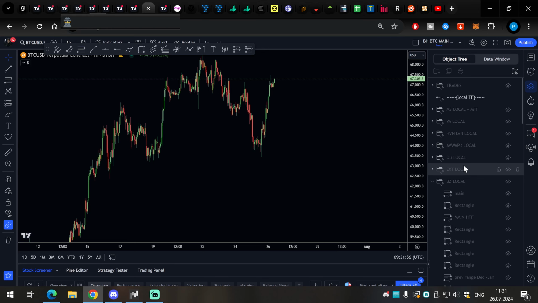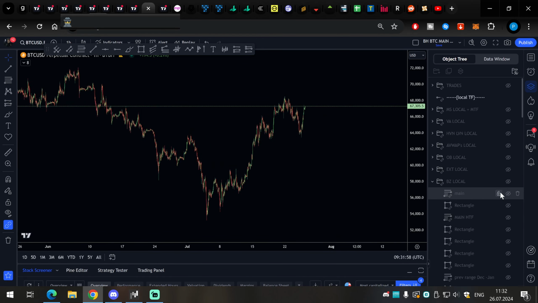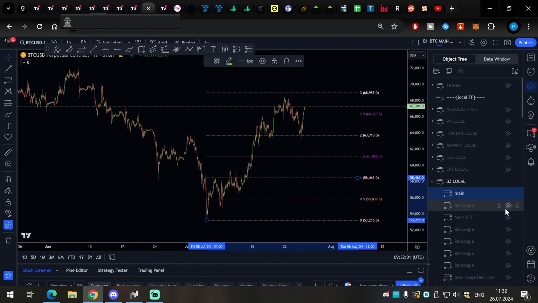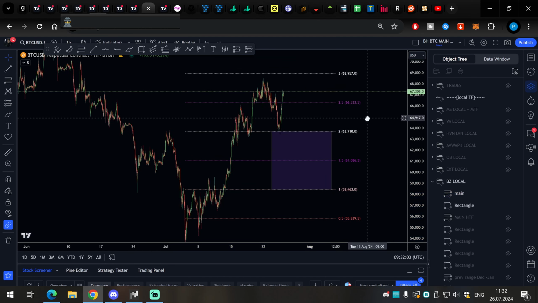How are the balance zones looking? The main one. Yes, here is the main one. You remember in the previous video I was showing you Bitcoin.